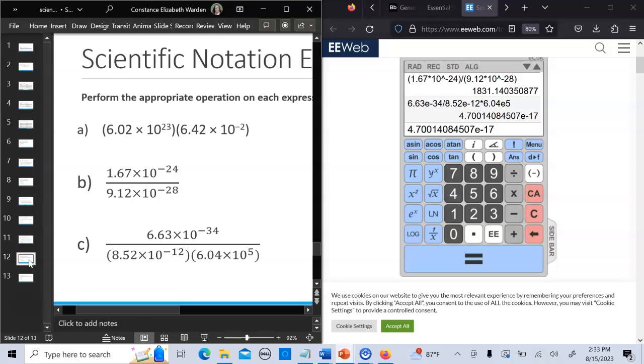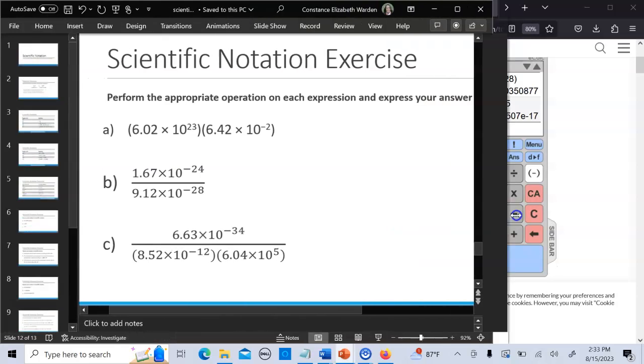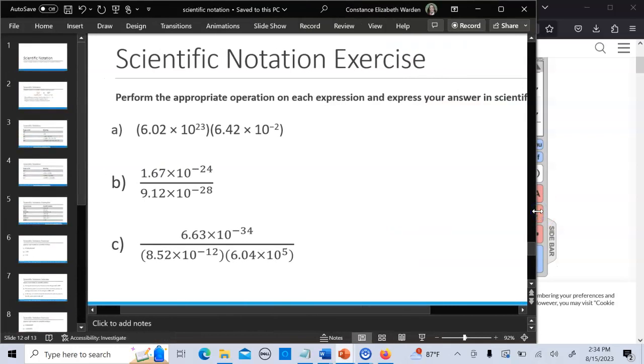So if you remember, the order of operations is multiplication and division are both equivalent. So what this is going to do is it's going to take this top number, 6.63, divide by 8.52, and then take all of that and multiply it times 6.04 times 10 to the 5th. So the way that you just plug that into your calculator is going to look like this.